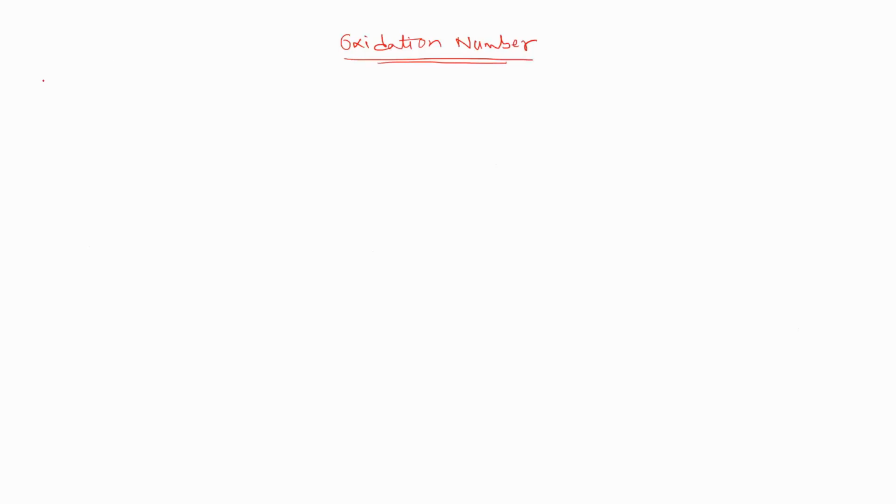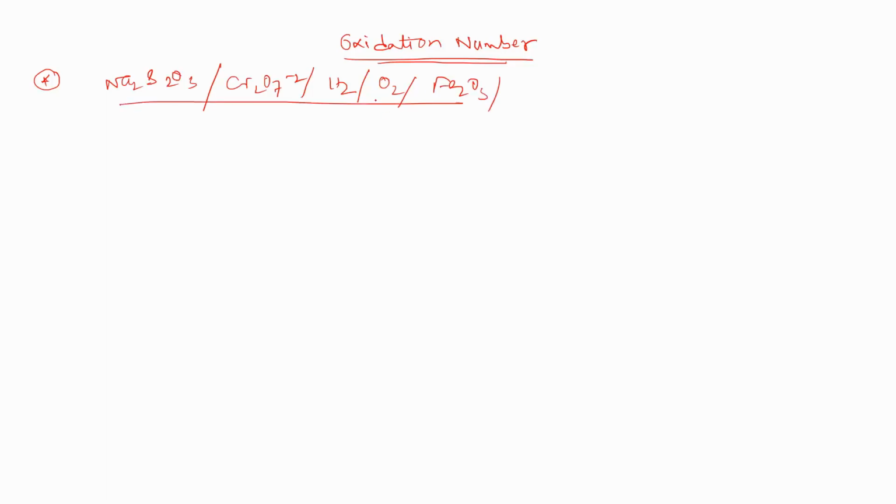Suppose we have already seen some species like Na2S2O3, Cr2O7 2 minus. We have seen hydrogen, oxygen, like Fe2O3. In this case, what will be the oxidation number of this metal, and for this hydrogen element what will be the oxidation number? To know the oxidation number, there are some basic rules we have to know first of all.